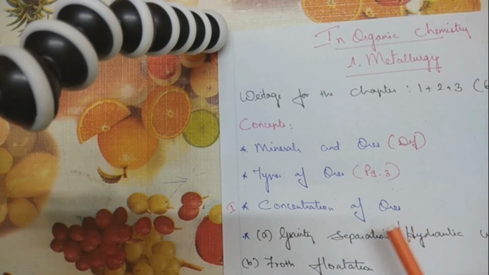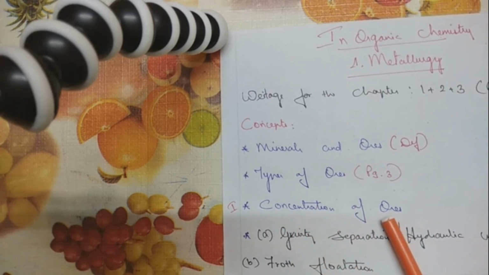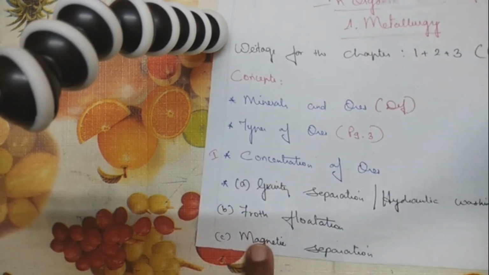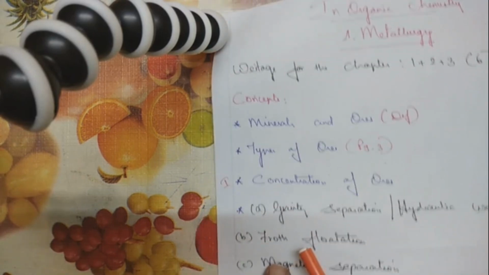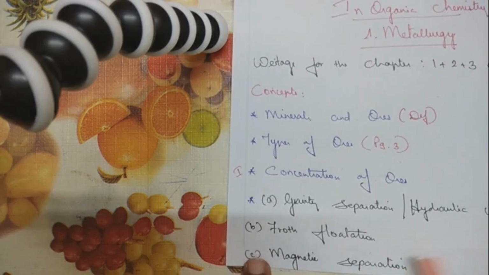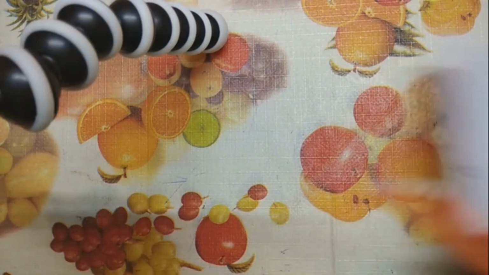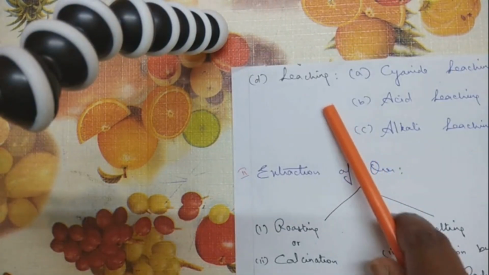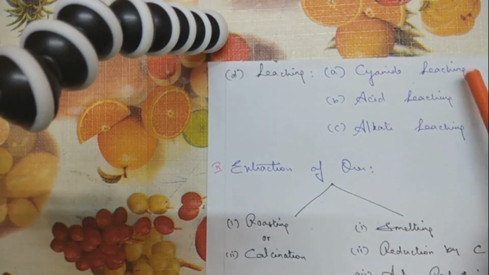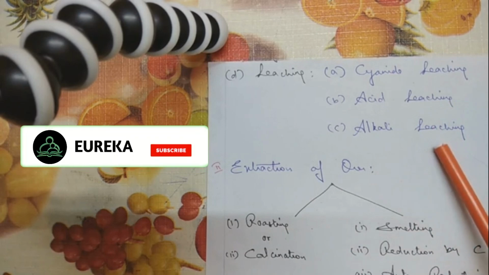For the time being, just remember one word. The meaning of the term concentration of ore is removing the impurities. There are 4 different procedures. The first one is called gravity separation or hydraulic washing. The second one is called froth flotation. The third one is called magnetic separation. And the fourth one is called leaching. Under leaching, we have 3 other subcategories: cyanide leaching, acid leaching and alkali leaching.